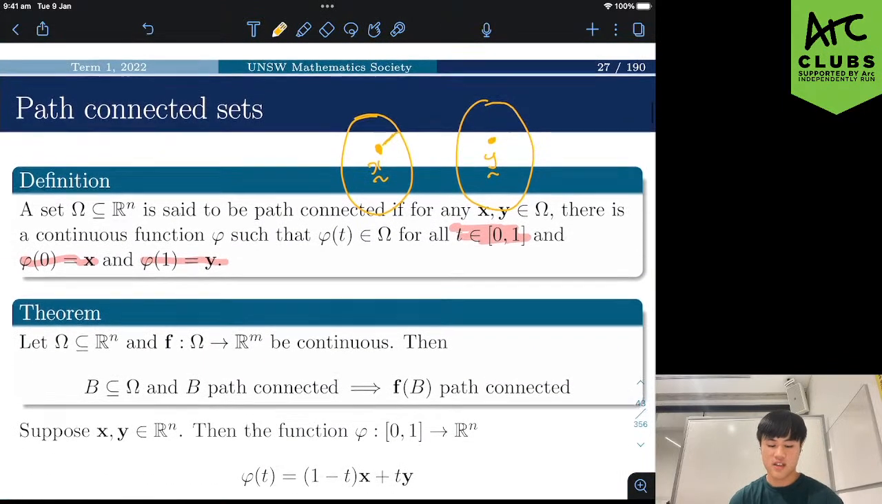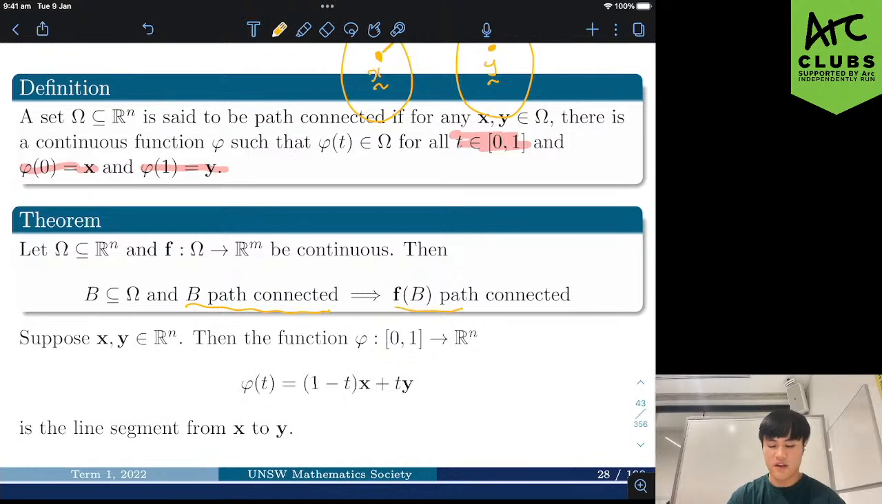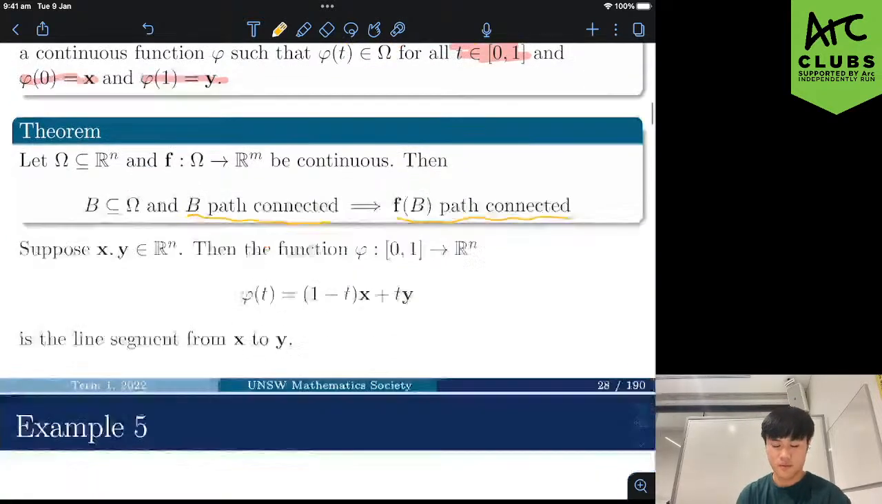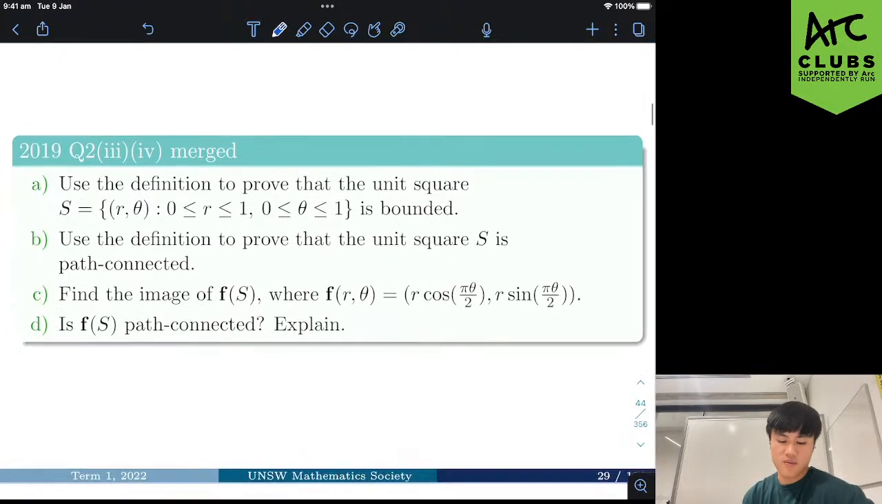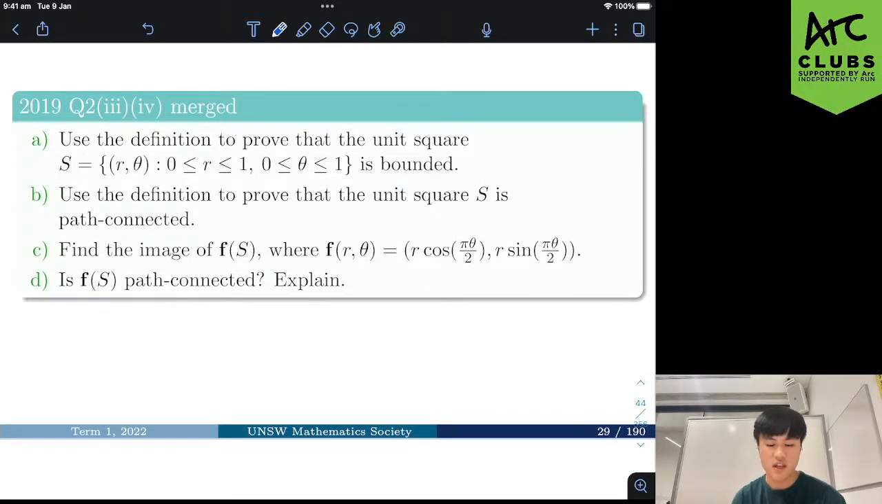Similar to what we saw earlier, the next theorem is that if B is path connected, then f of B is also path connected. Alright, so that's kind of the theory here. We'll move on to the practice question. So this practice question, the first thing you want to do is use the definition to prove that the unit square is bounded. And just a reminder, bounded essentially means that the distance from any element inside X can be less than or equal to M, where M is just some value we select.